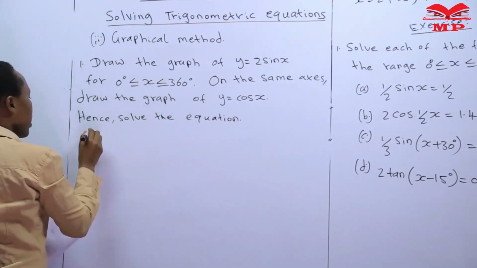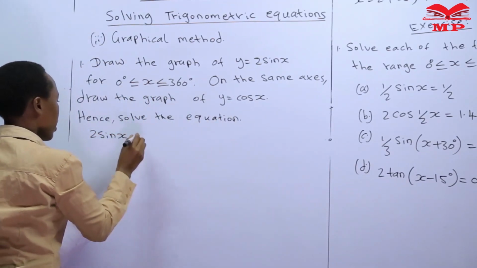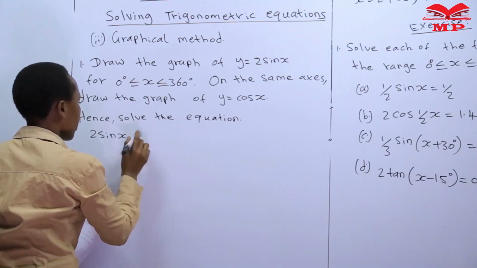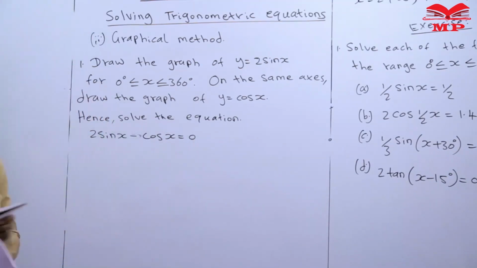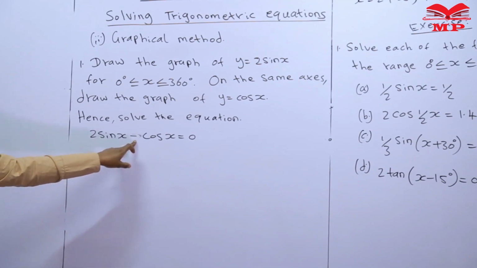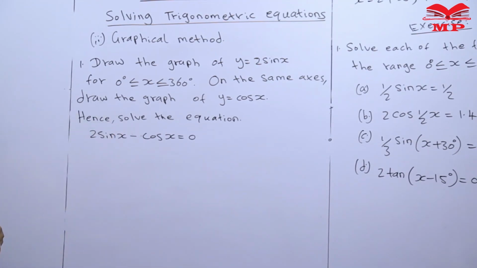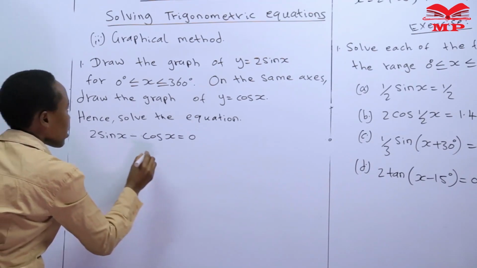The equation is given here: 2 sin x minus cos x is equal to 0. I'd like us to solve that one. Draw the graph of y is equal to 2 sin x for that range. On the same axis, draw the graph of y is equal to cos x. Hence, solve the equation 2 sin x minus cos x is equal to 0. In this case, we are going to plot them each at a time, and we plot them on the same axis.